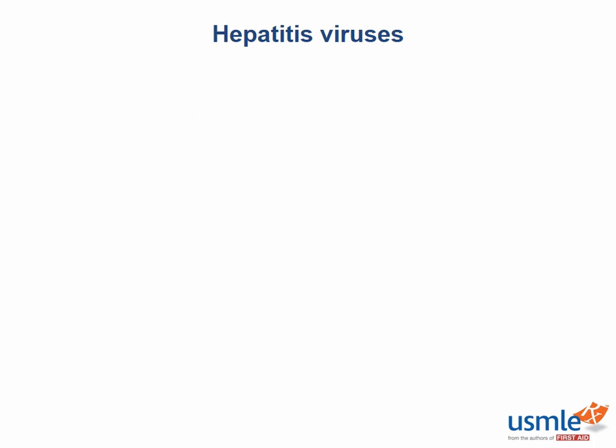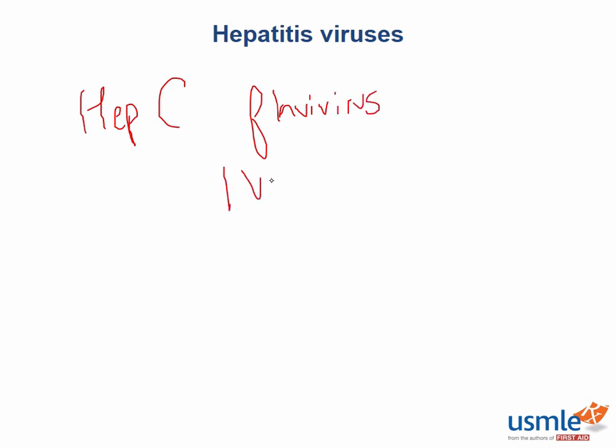So now let's start talking about hepatitis C, and then we'll come back and talk about hepatitis B. Hepatitis C is a flavivirus, an RNA virus that is primarily acquired by IV drug use these days, and in the old days by blood transfusions.